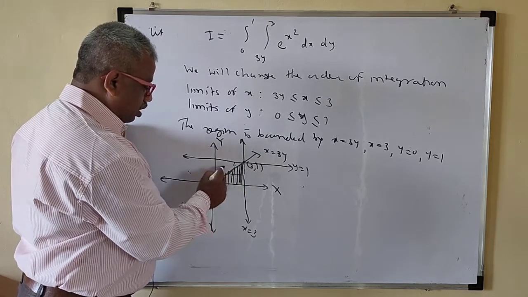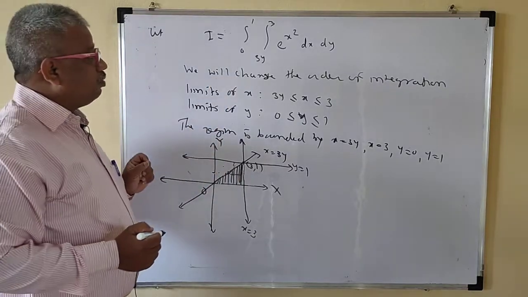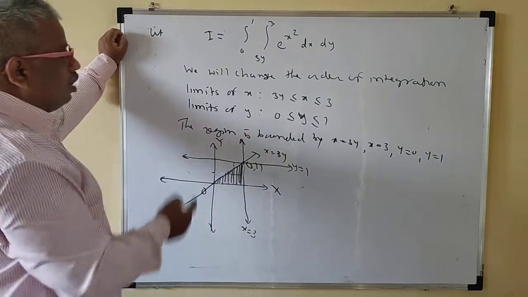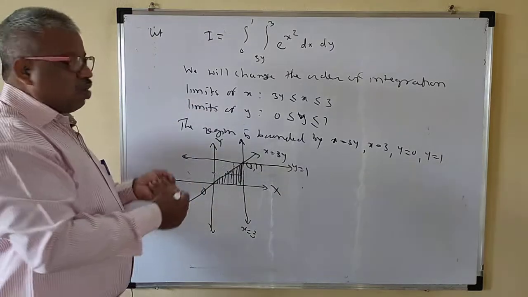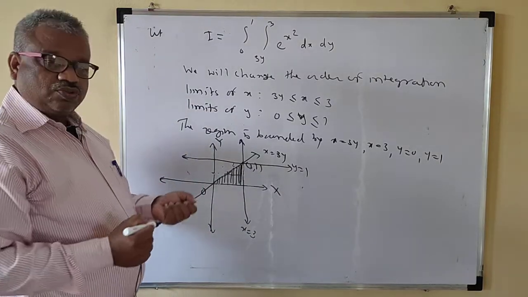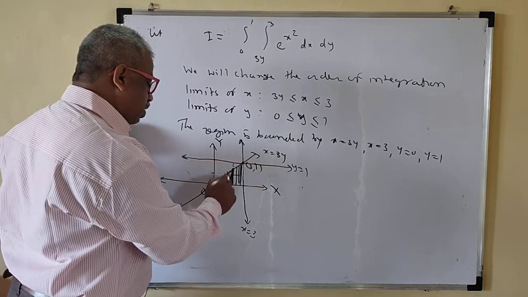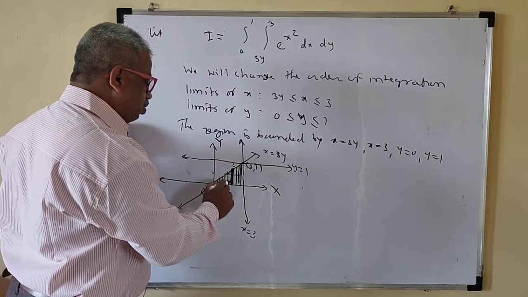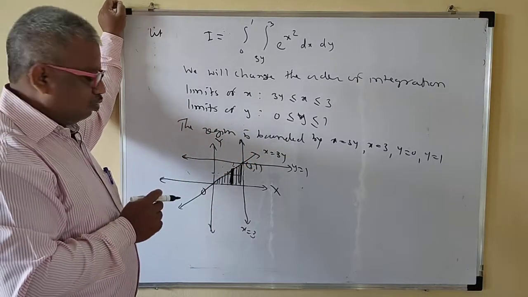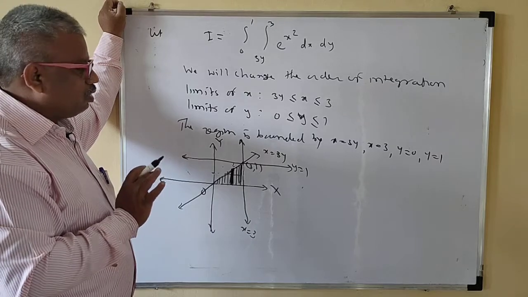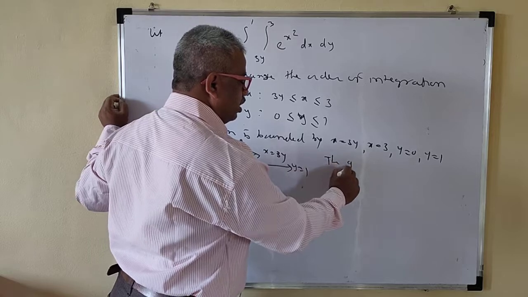Actually there are two here, so we have to take care of this one with the help of your original problem. Now the strip is parallel to x axis in the problem. Now we want to change the order of integration, so our strip should be parallel to y axis. We are not drawing that here because we have a lot of work. So the given integral, we directly write this.